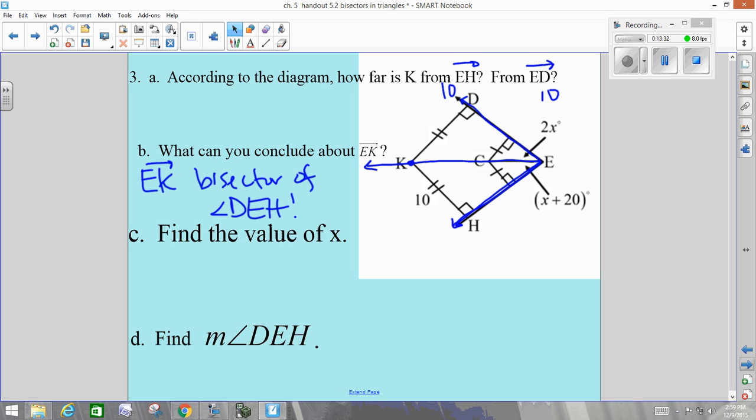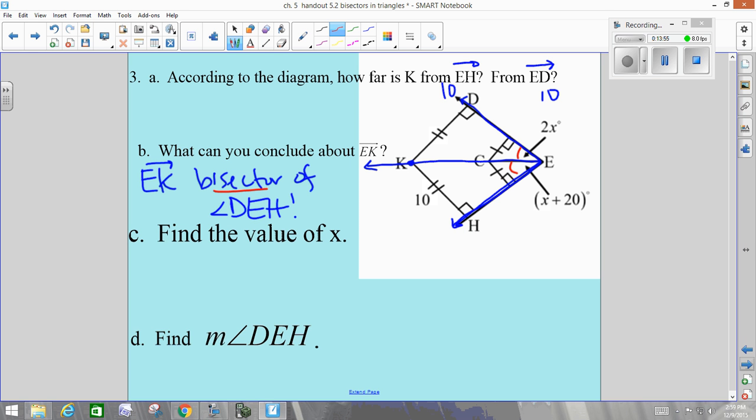Since K is on the inside of that angle, the interior of the angle, and it's equidistant to the sides of the angle, then it's sitting on the angle bisector. It's right in the middle. So it's got to be on the angle bisector. Well, since EK is now an angle bisector, that would mean angle CED is congruent to angle CEH.